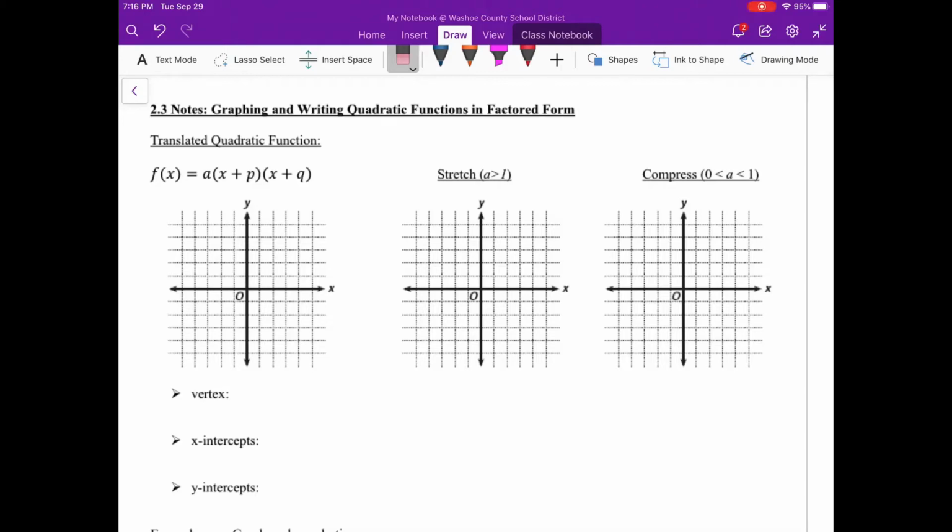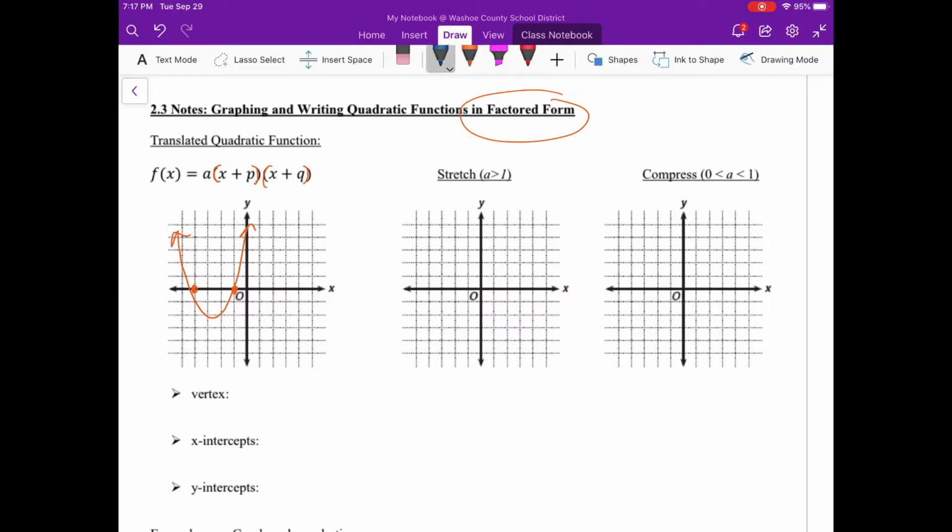Okay, today we're going to be talking about graphing and writing quadratic functions in factored form. And factored form is going to make it easy for us to find the x-intercepts of our graph. So it's going to look like this. We're going to have the a value in the front and then our two factors right next to it. And these factors are going to tell us where our graph crosses the x-axis. To do this, I'm going to set each of these factors equal to 0 and solve for x.